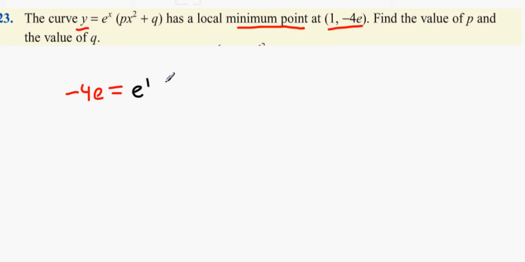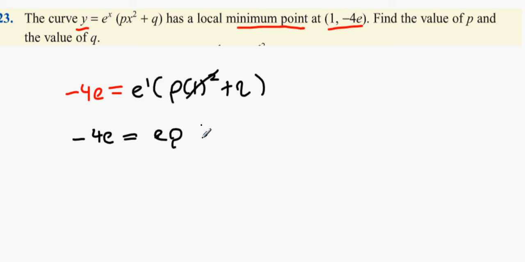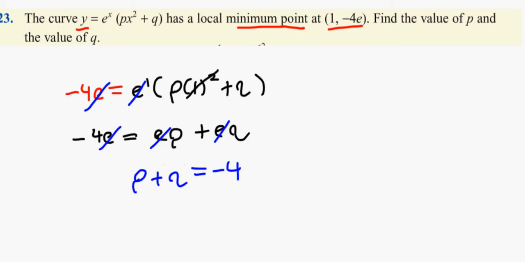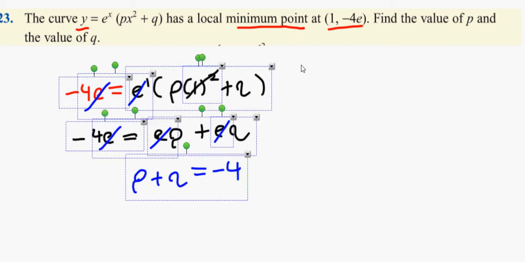So e to the 1, times p times 1 squared plus q, is going to be minus 4e. p by 1 squared is p, so it's going to be p plus q, so it's going to be ep plus eq. But look, we could have just struck off the e's on both sides because both sides are being multiplied by e, so we can just do it here. And what we're going to get is p plus q equals minus 4. Now that is one half of a simultaneous equation.